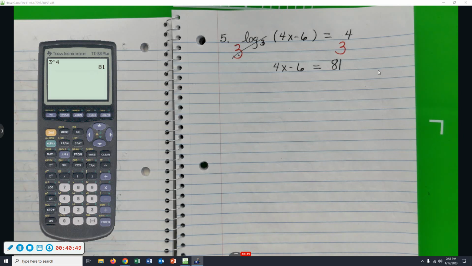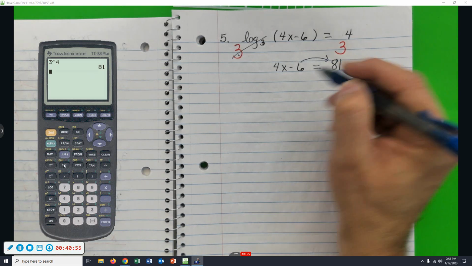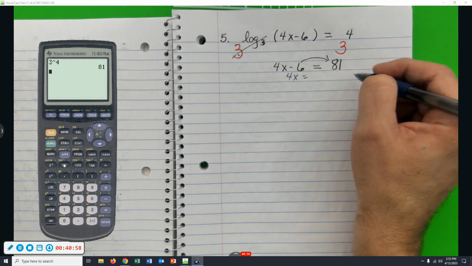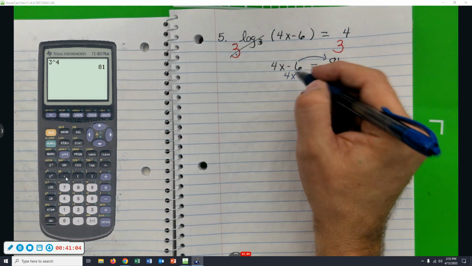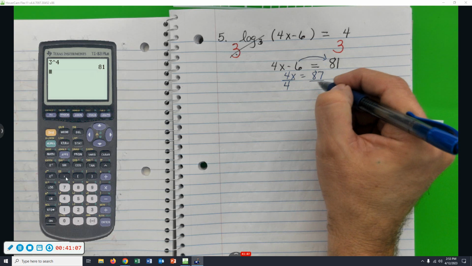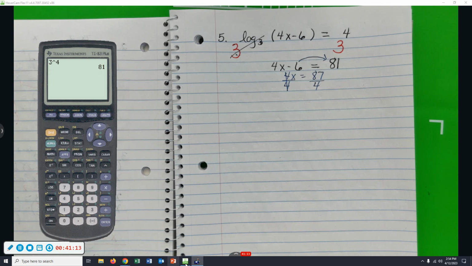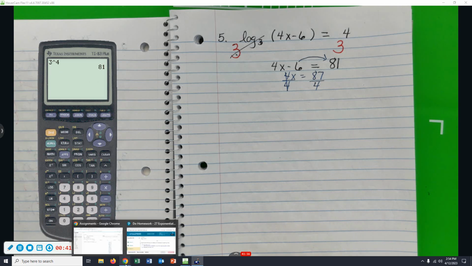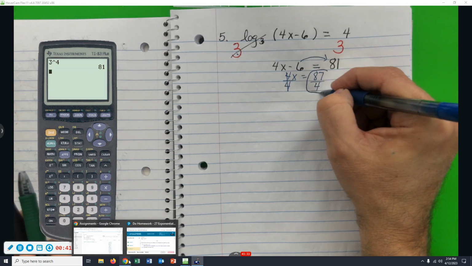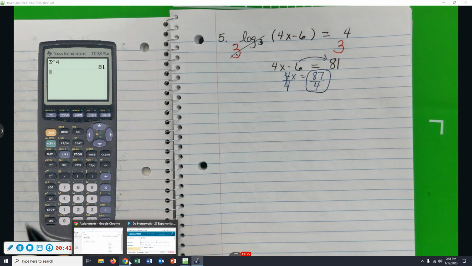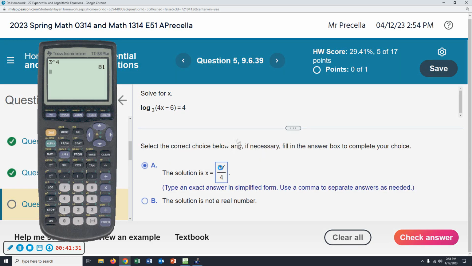Well, here is a linear equation. How would you go about isolating the x? What would you do first? Add the 6. So we have 4x equals 87, and then divide by 4. 87 over 4. So we circle the answer: 87 over 4. Notice there's no approximation in the answer. Just 87 over 4.